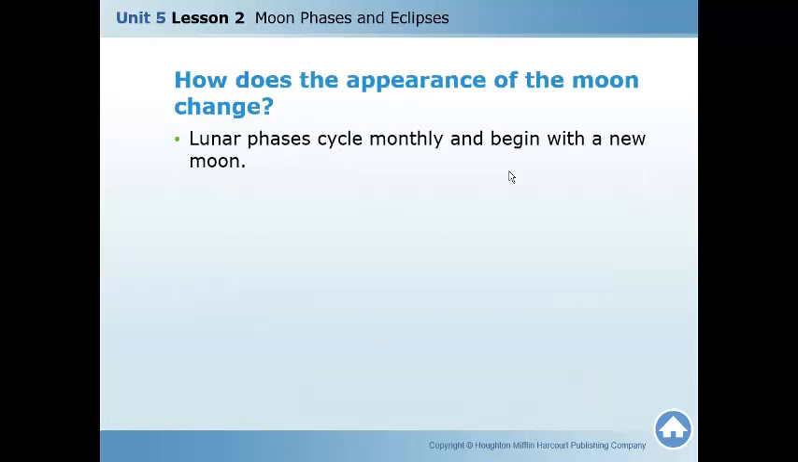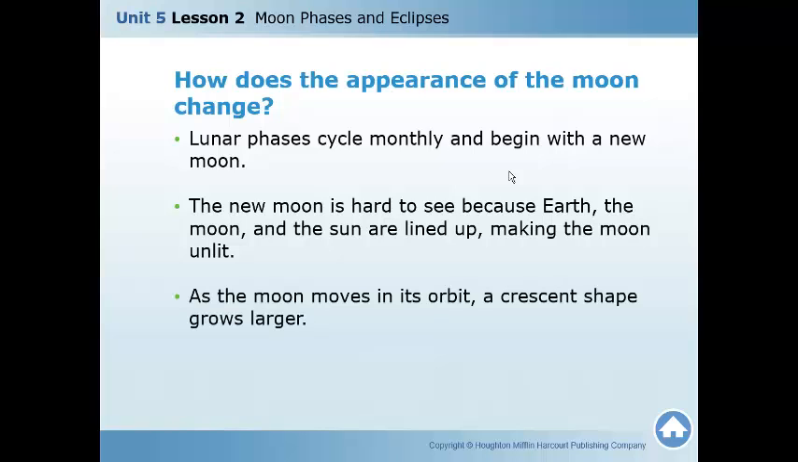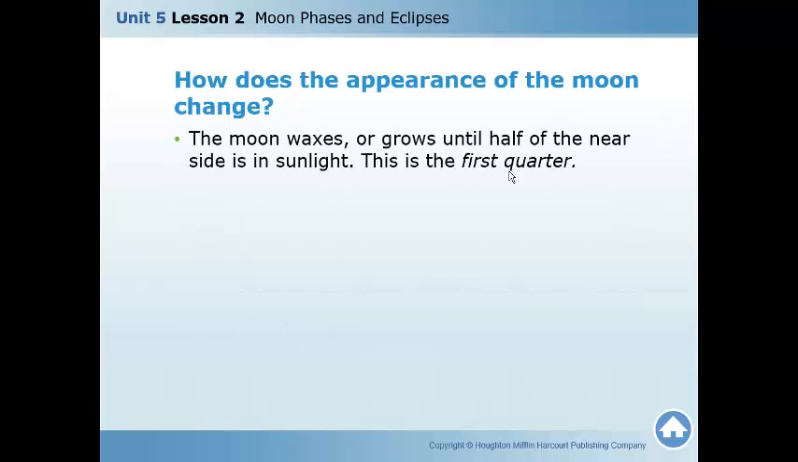How does the appearance of the moon change? Lunar phases cycle monthly and begin with a new moon phase. The new moon is hard to see because the Earth, the moon, and the sun are all lined up, making the side facing Earth unlit. So the moon is still there, just that no sun is shining on it to reflect back to us to see. As the moon moves in its orbit, as it goes around the Earth, a crescent shape will grow larger as the moon waxes or grows until half of the near side is sunlit. This is a first quarter moon.